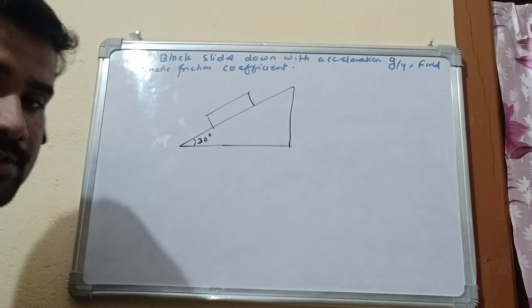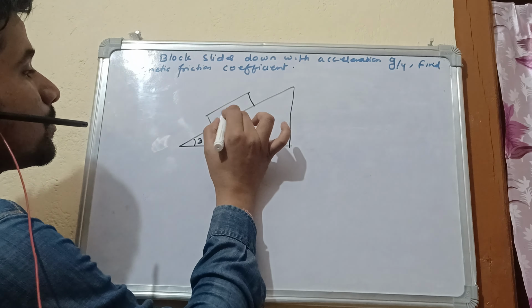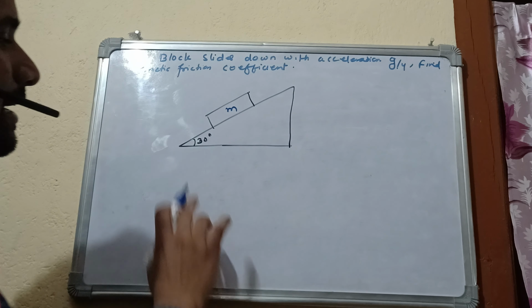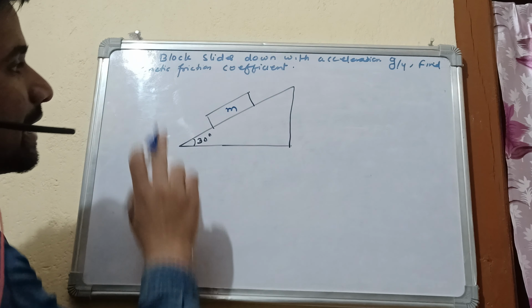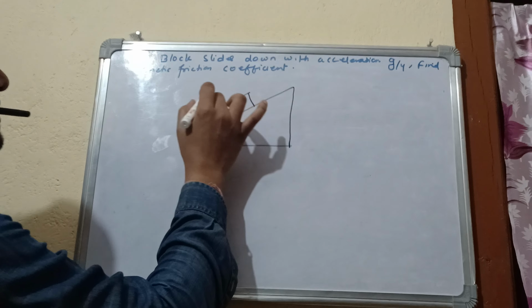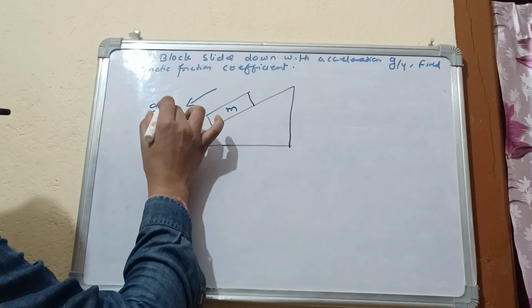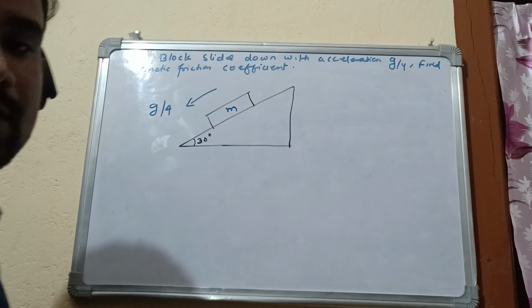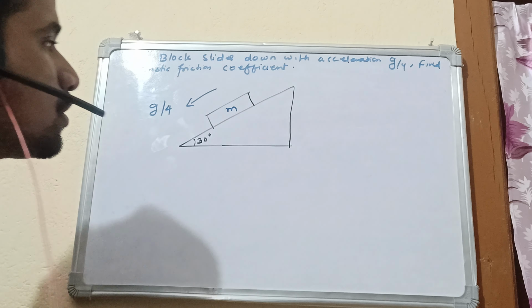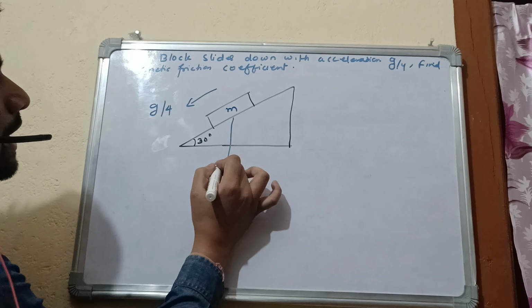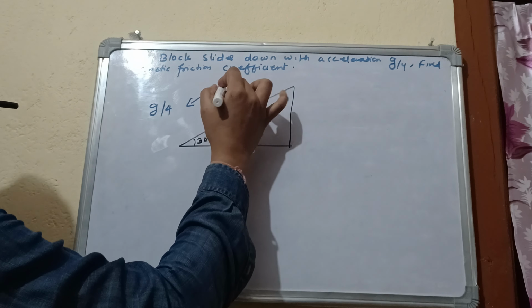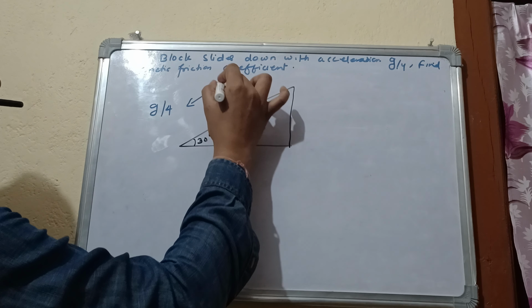So there is a block. The mass is also not given. So let's say the block of mass m is present on this inclined plane, inclined at an angle of 30 degrees, and it is accelerating with an acceleration g by 4 downwards, and we need to find the kinetic friction coefficient. So we know the forces acting on this. One is mg, which is the gravity. Then the normal reaction, n.